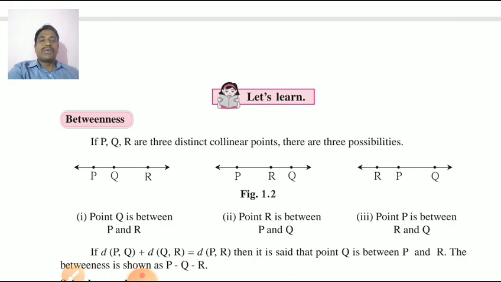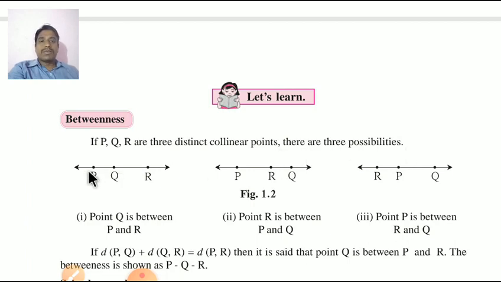Now today we study about betweenness. What is meant by between? Suppose there are 3 points, P, Q, R. There are 3 distinct collinear points. Collinear means in the same line. For collinear points there are 3 possibilities.